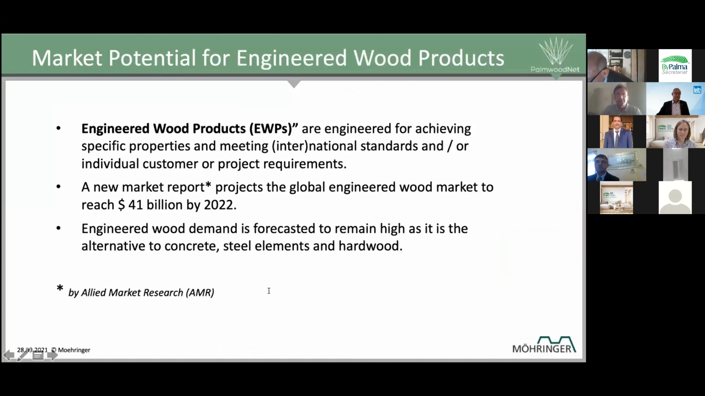In general, there's a big potential for so-called engineered wood products as a future building material, as an alternative to concrete, steel, and hardwood. So this is the market report by Allied Market Research, which estimates this potential to be 41 billion by 2022. So this is really an interesting potential that we are facing.